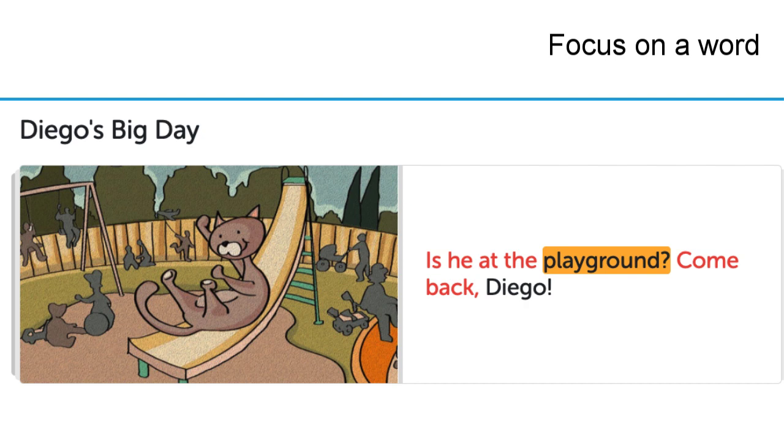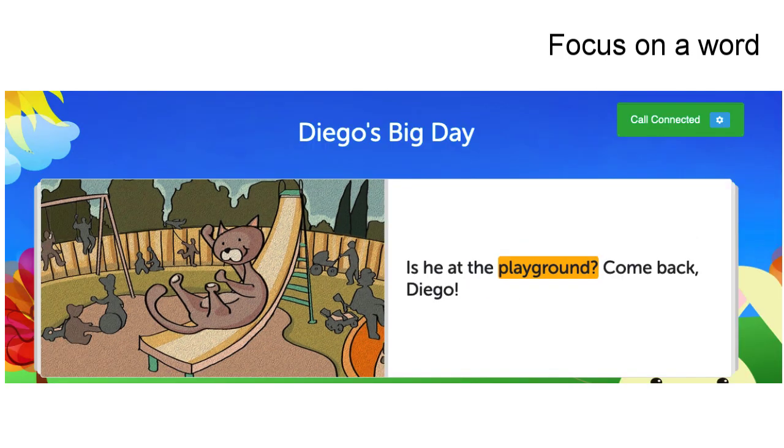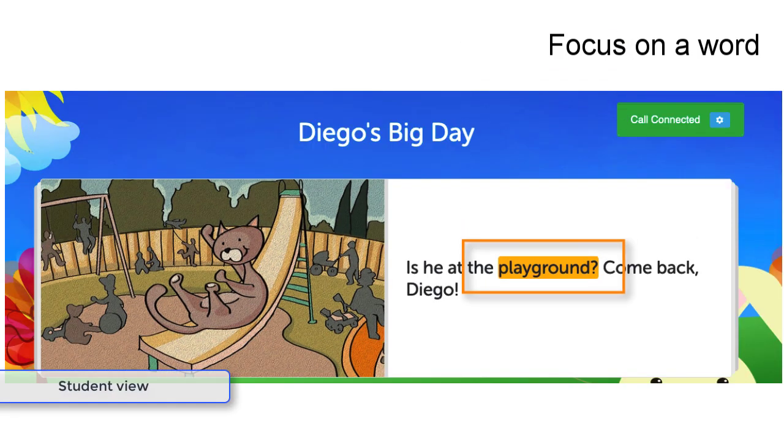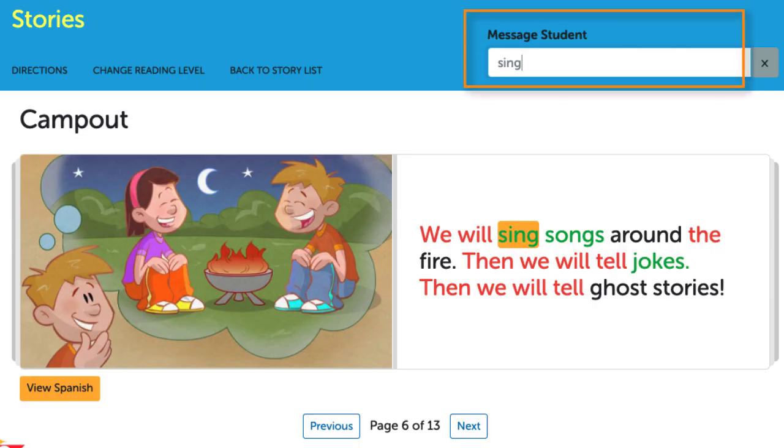As you read, you may want your student to focus on a particular word. You can do this in 2 ways. First, you can click on a word on your screen which will highlight the word on the child's view of the page. Or you can show that word to your student by typing in the message box.